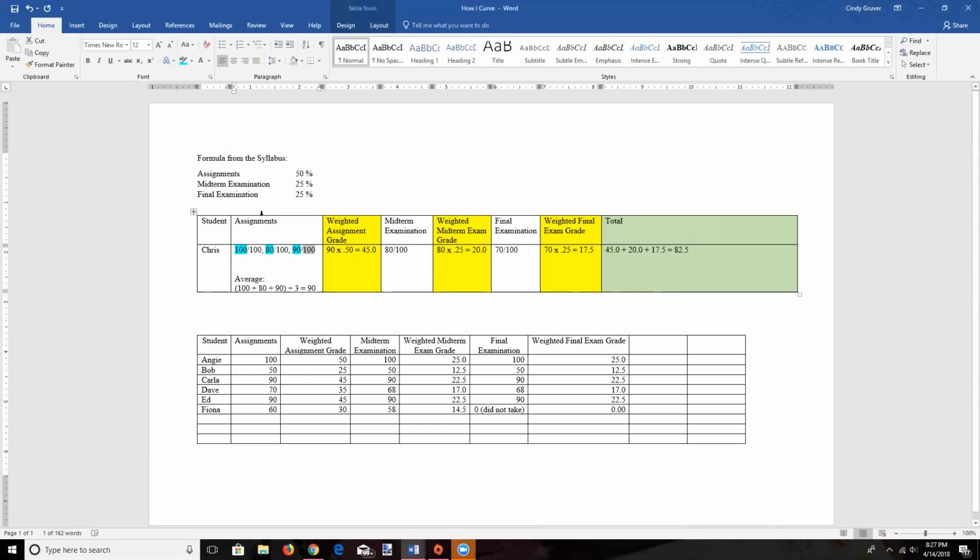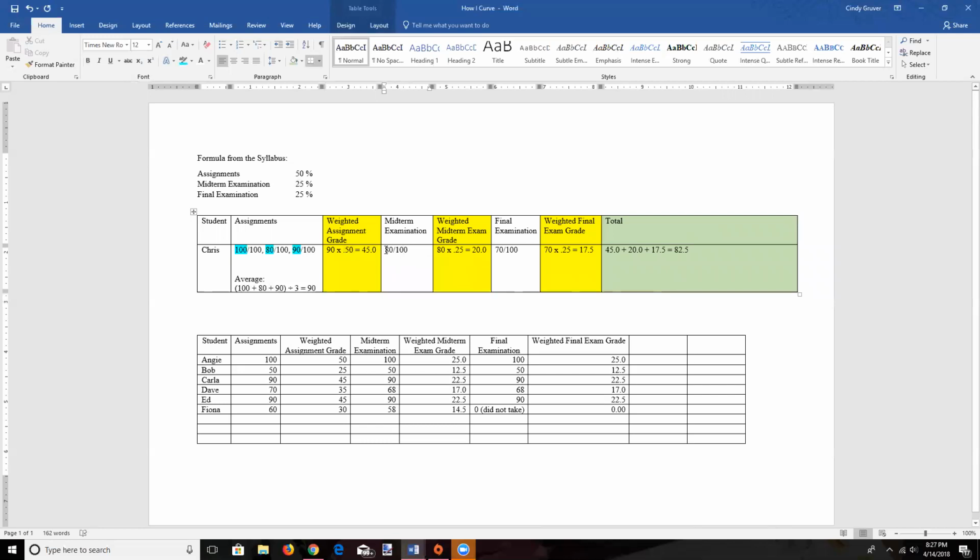So we know this is our assignments column, and we know that assignments are worth 50% of the grade. So now I'm going to show you how to calculate the weighted part for that grade. We know it's 90 out of 100. So we take 90 times 50%, which of course is 0.50, this number turned into a decimal. And that, of course, is 45 points. 90 times 0.5 is 45.